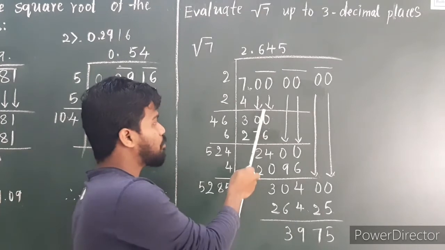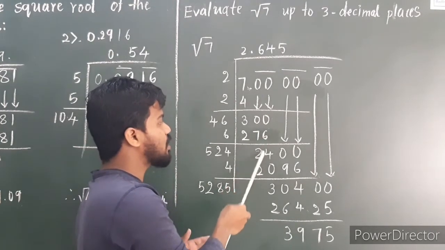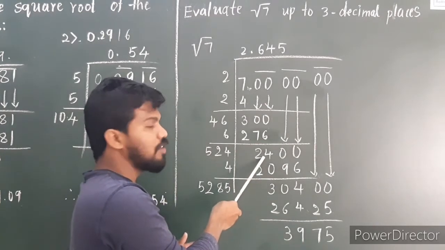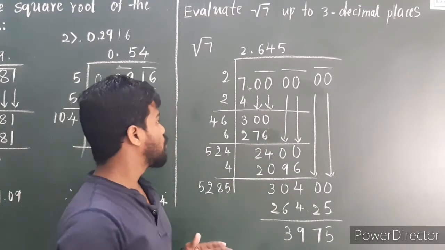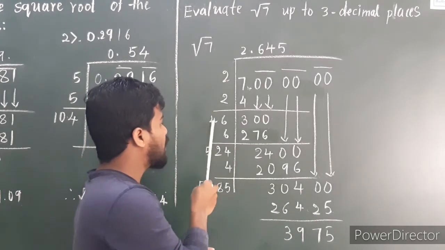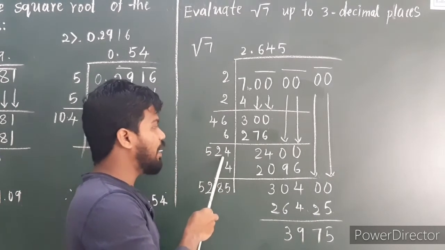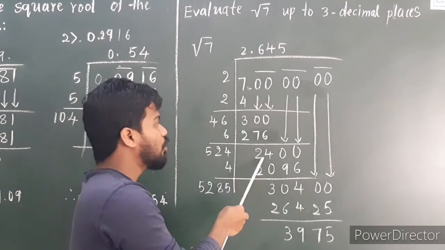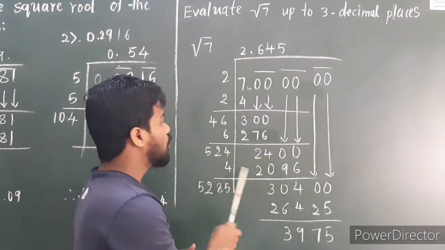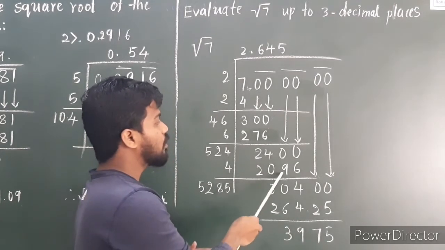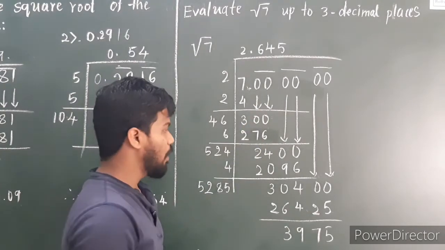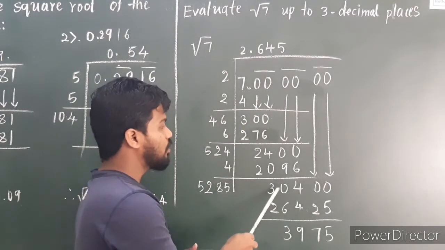Subtract: 10 minus 6 is 4, 9 minus 7 is 2, 2 minus 2 is 0. The next 2 zeros you take. So now it is 2400. That is 6 plus 6, you get 12 and 1 carry, 52. Therefore 524 into 4 you get 2096. So the subtraction gives 304.